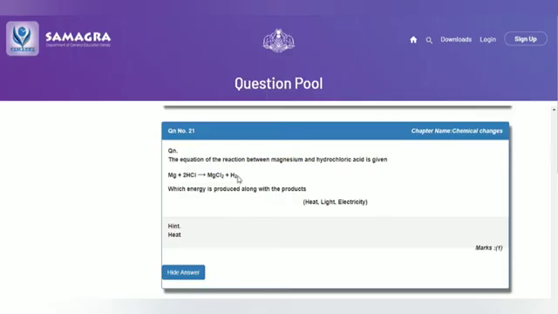The equation of the reaction between magnesium and hydrochloric acid is magnesium plus 2HCl gives MgCl2 plus H2. Which energy is produced along with the products? Heat and light energy.